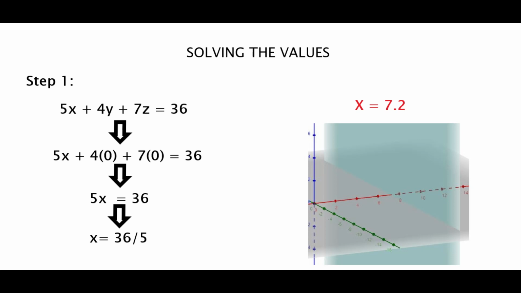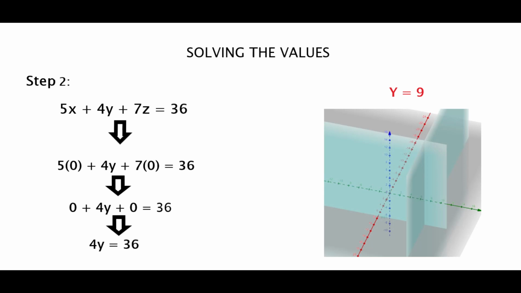The first step is to find the x value. As previously discussed, replace y and z for 0. This finds us our x-intercept and our width of the paper. The value you should get for x is 7.2.